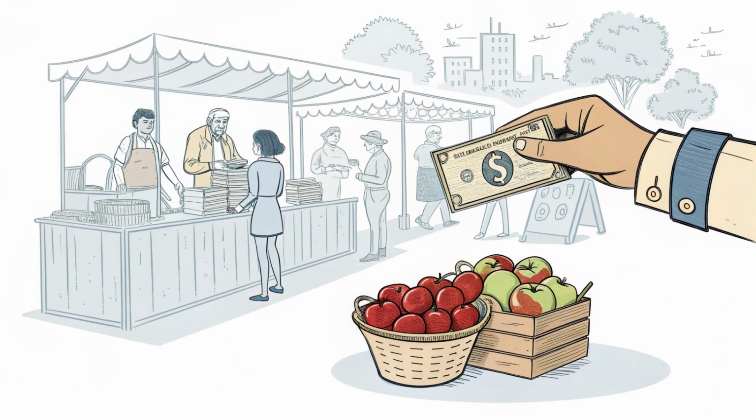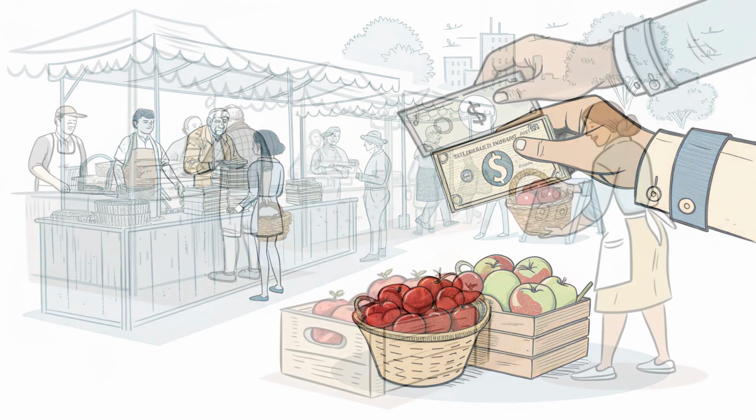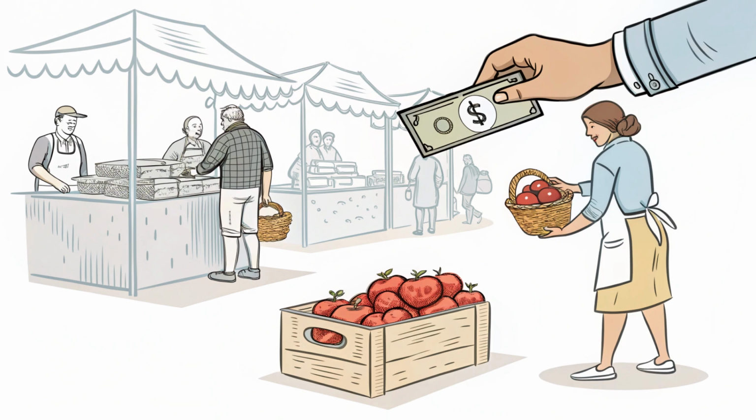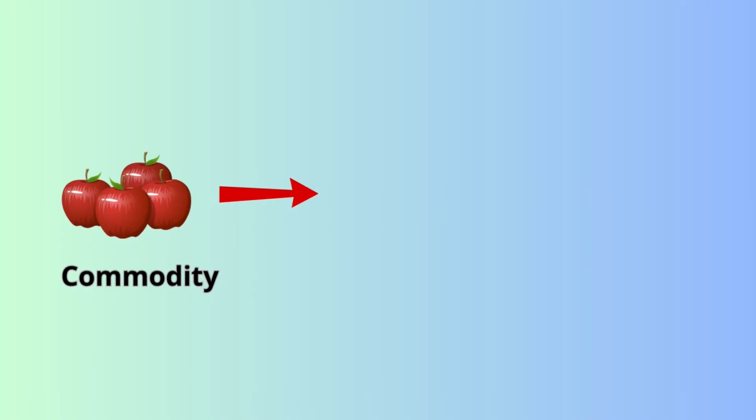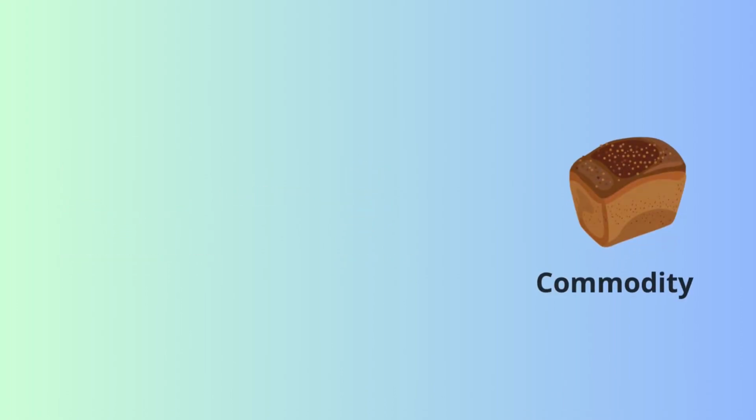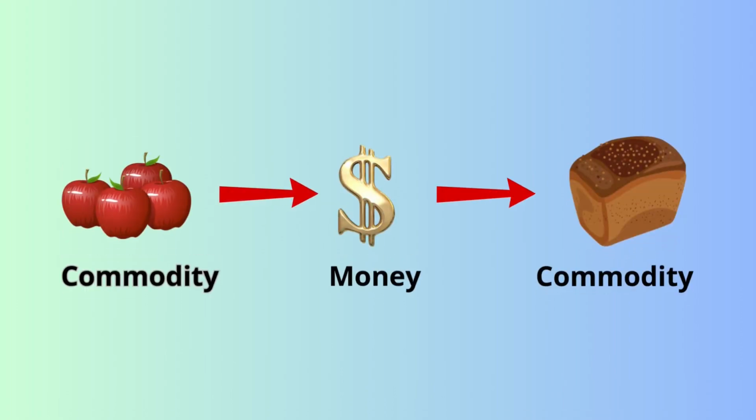Path 1. Exchange for consumption. Let's say you have apples you sell at a farmer's market for $10. With that $10, you buy some bread. That's it. Your goal was to get bread. Money here is just a middleman. It came and went, fulfilling its mission.